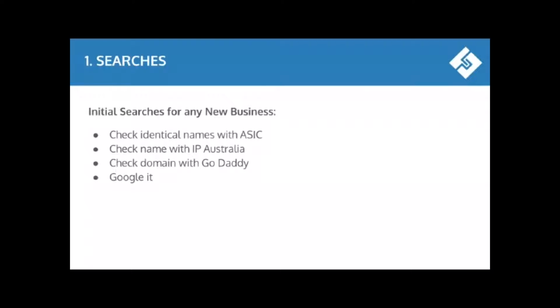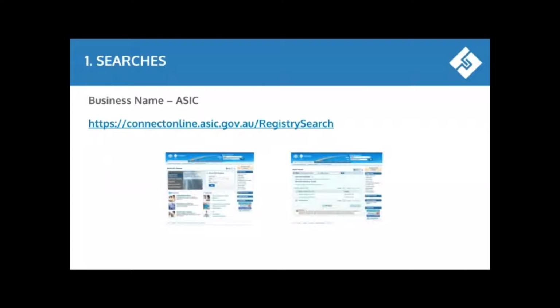So very, very simply, what you can do is jump on the ASIC website. Now, ASIC stands for Australian Securities and Investment Commission, and this is the government body that regulates all businesses and companies in Australia. And you can do a name search. Now, those screenshots aren't very clear, but it just gives you a bit of an idea of the page that you're looking for. And there's the URL there for you.